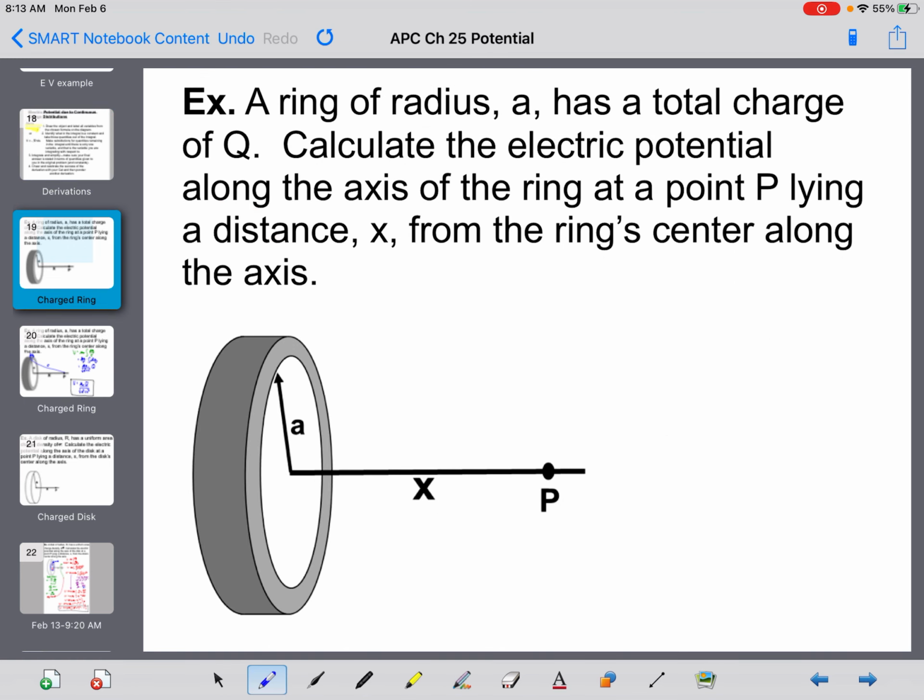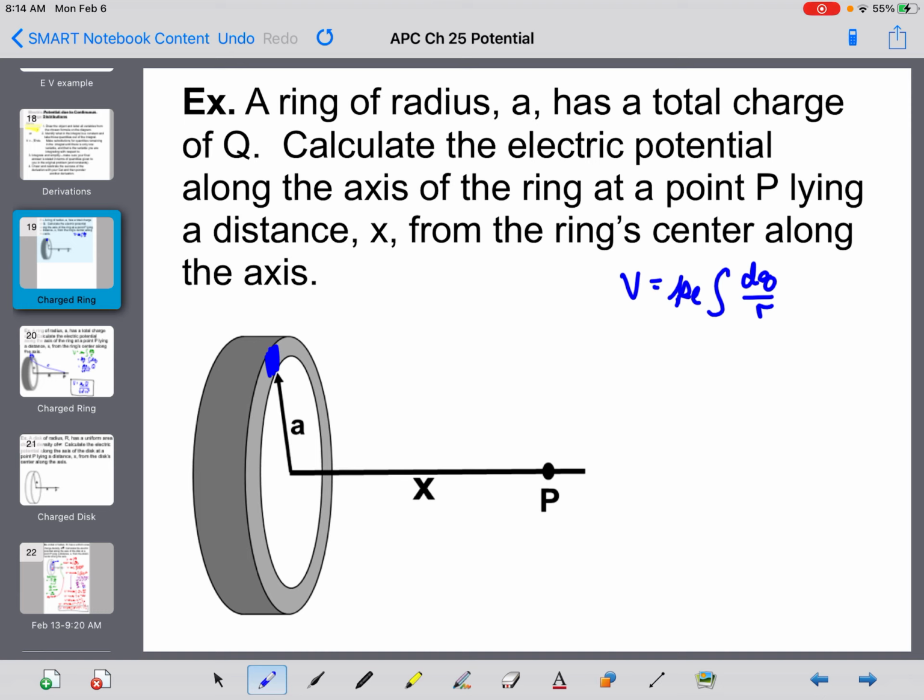We have a ring of radius a, total charge Q. Calculate the electric potential along the axis of the ring at a point P lying at distance x from the center of the ring. So, at our figure, I'm going to write the equation V equals k_e integral of dq over r. Now I'm going to identify a dq chunk. I'm going to put my dq chunk right there.